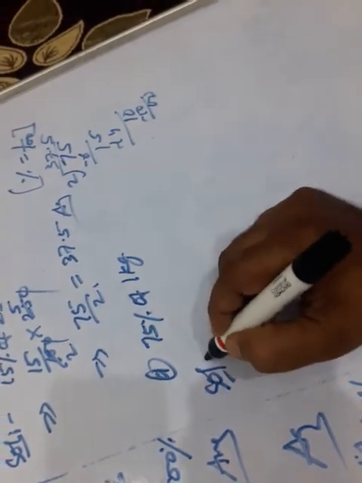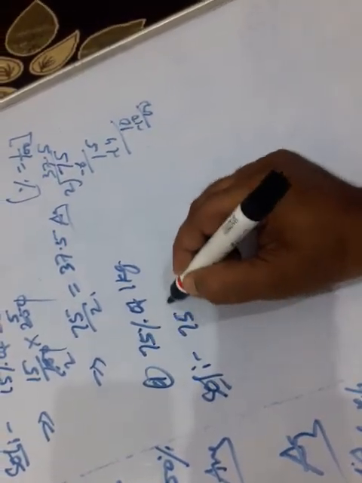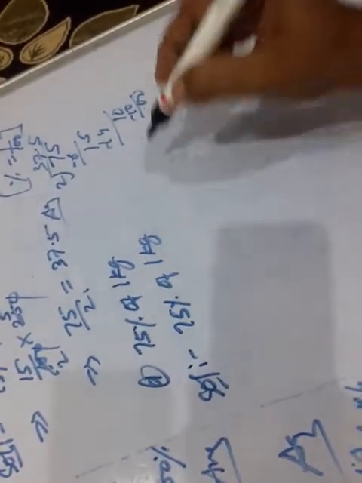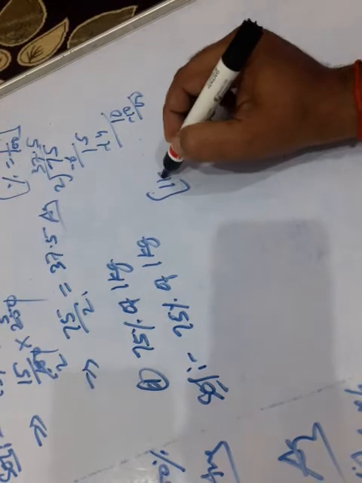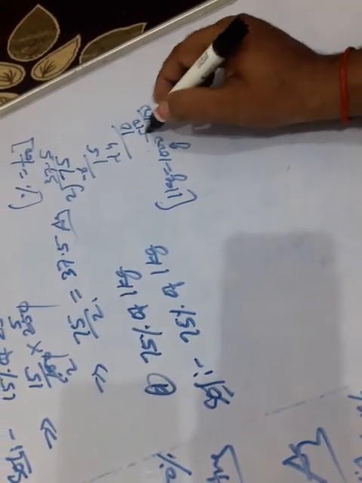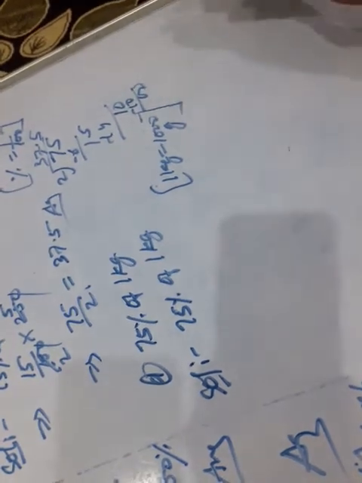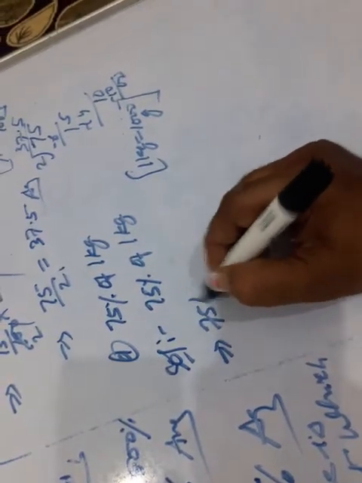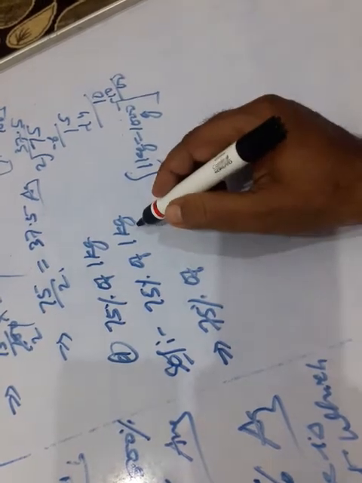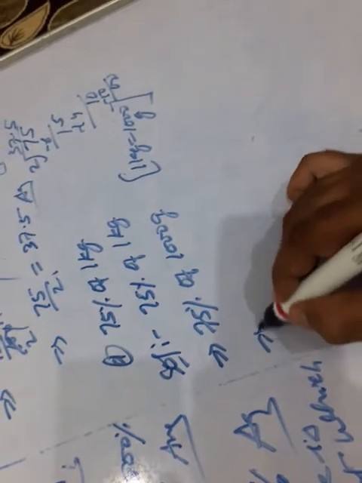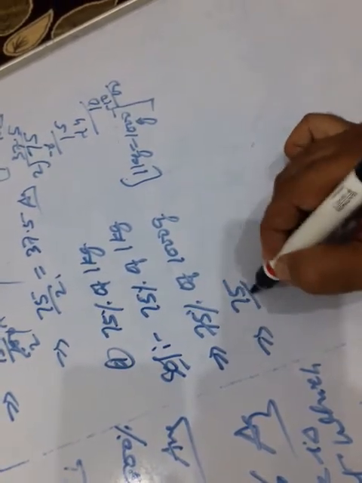1 kilogram equal to how many grams are there? Write down 1 kg equal to 1000 gram. So convert kilogram into gram first. This implies that 75% of 1 kilogram, that is 1000 gram. Okay. This implies that 75% means 75 upon 100.